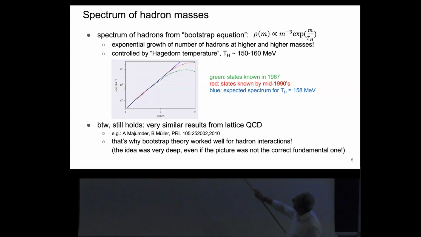The blue is the expected spectrum density as a function of mass, according to the Hagedorn bootstrap equation. The green are the states that were known in 1967. The red are the states which were known by the mid-90s. There is also a more recent version which goes even nearer, but as you can see, the equation itself works very well. And actually, you get very similar results from lattice QCD. There is actually a 2010 paper by Majumdar and Müller that comes to a very similar result. So that is why the bootstrap theory worked well for hadron interactions in the first place. So the idea was deep, even if the physics was not fundamentally the correct one. Why am I telling you all this?